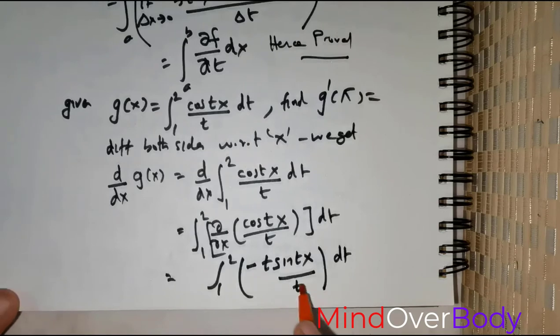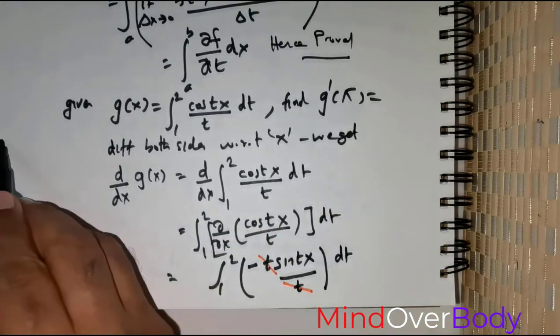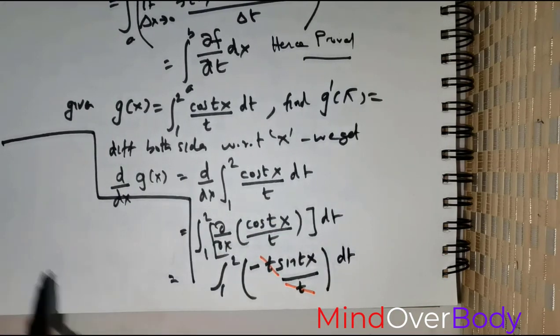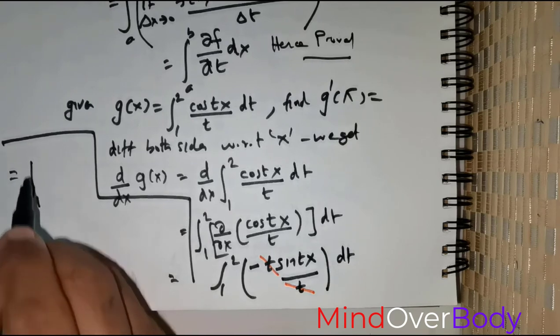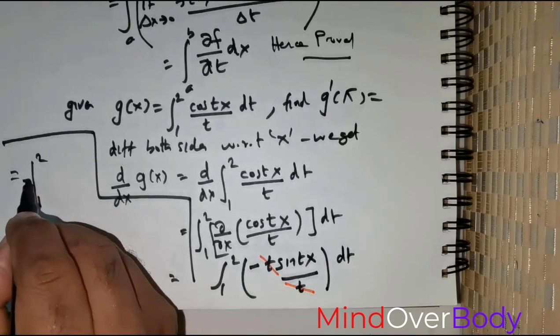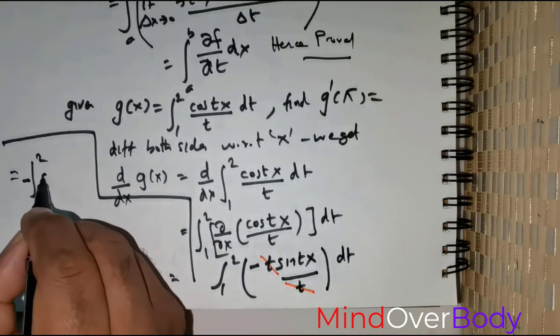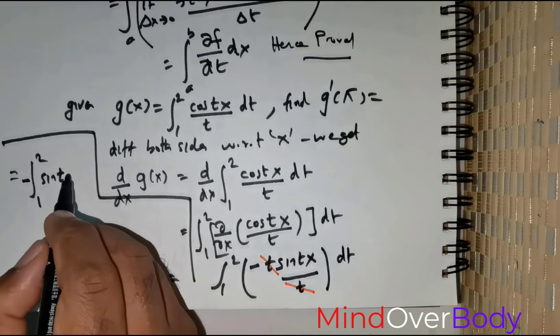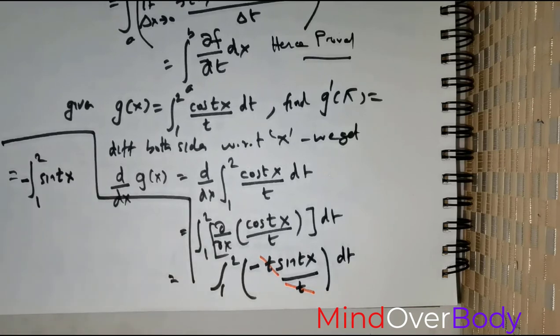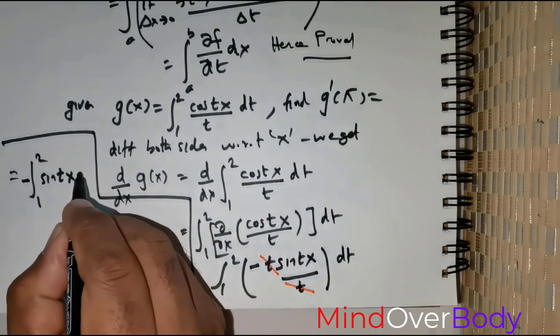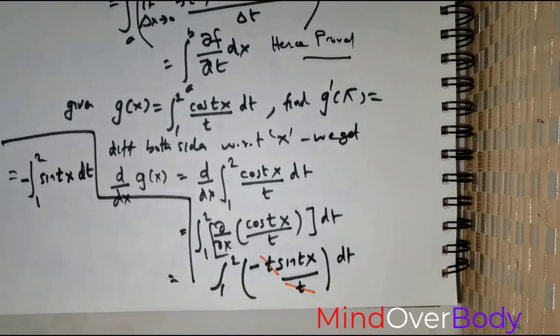So clearly what happens, that's the beauty of this Leibniz rule. The t that is giving us complications is now being removed. So now what have we got? We have got, let me use this space over here, integral 1 to 2, and I can place the negative sign out, and you have got sin(tx), and you have the operator dt there.